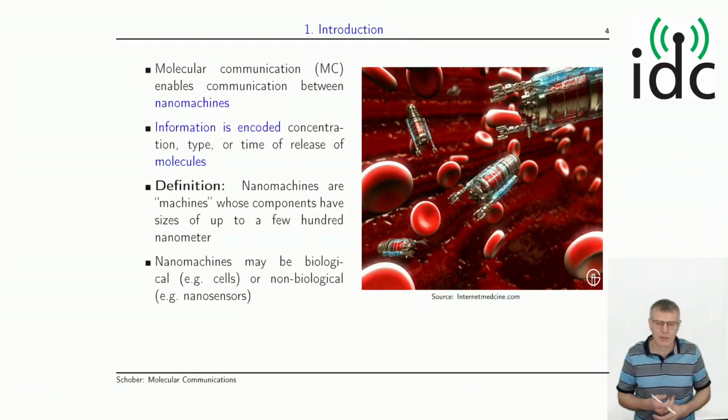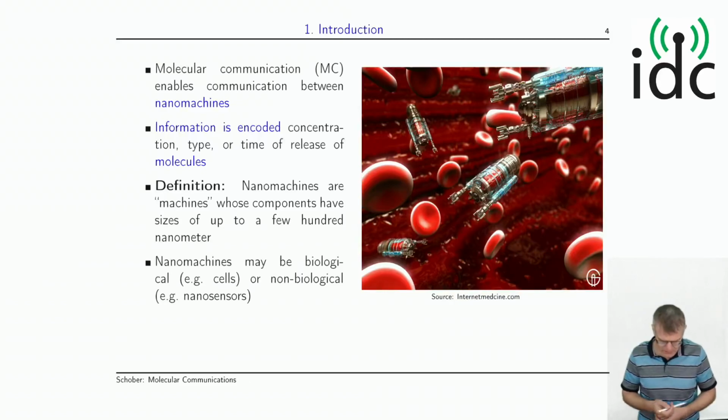When we say here nanomachines, we really mean machines whose components have sizes on the order of a few hundred nanometer. The entire machine, which could, for example, be a cell, is typically a bit larger, more in the micrometer scale. These nanomachines might be biological, as we said, a cell, for example, or they may be non-biological, such as nanosensors. And an example of such a non-biological nanomachine you can see in the figure that is shown here.